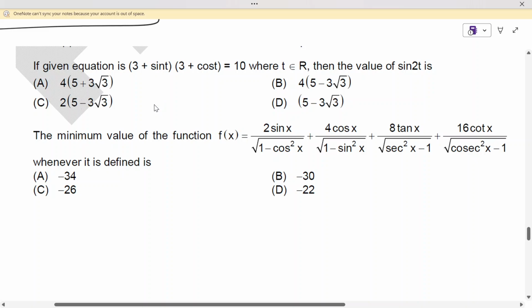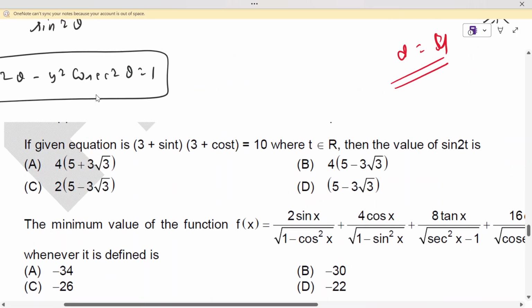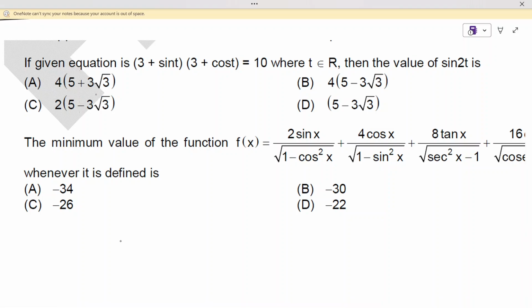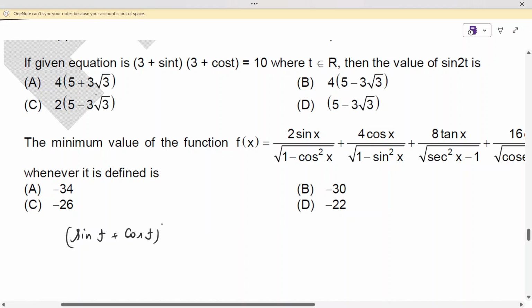So (3 + sin t)(3 + cos t) is given, and we have to calculate the value of sin 2t. There is quite a good chemistry between sin t + cos t and sin 2t, right? This you know, because what I know is (sin t + cos t) squared is 1 + sin 2t, isn't it? So there's a good chemistry between them, so we can take advantage of it. Let's multiply both of them.